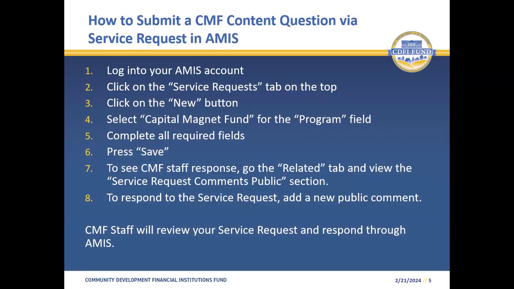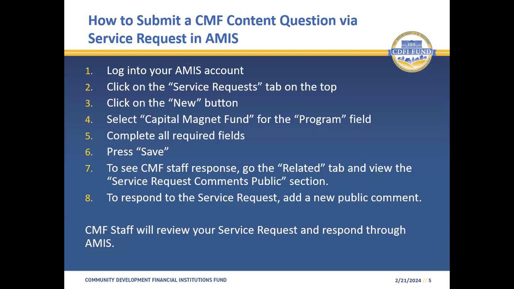And this goes over how to submit a CMF content question. Again, I'm going to show you how to do this, but to submit a service request, you'll log into your AMIS account, and then on the top banner, there will be a service request tab. Click on that, and then on the right corner, you'll see a new button. After you do that, a pop-up will appear. Be sure to select Capital Magnet Fund for the program and complete all the required fields.